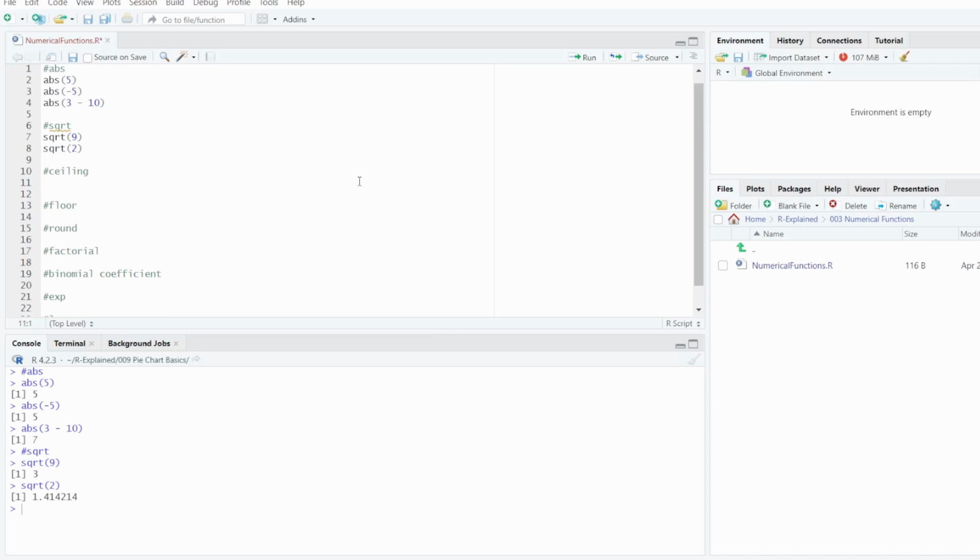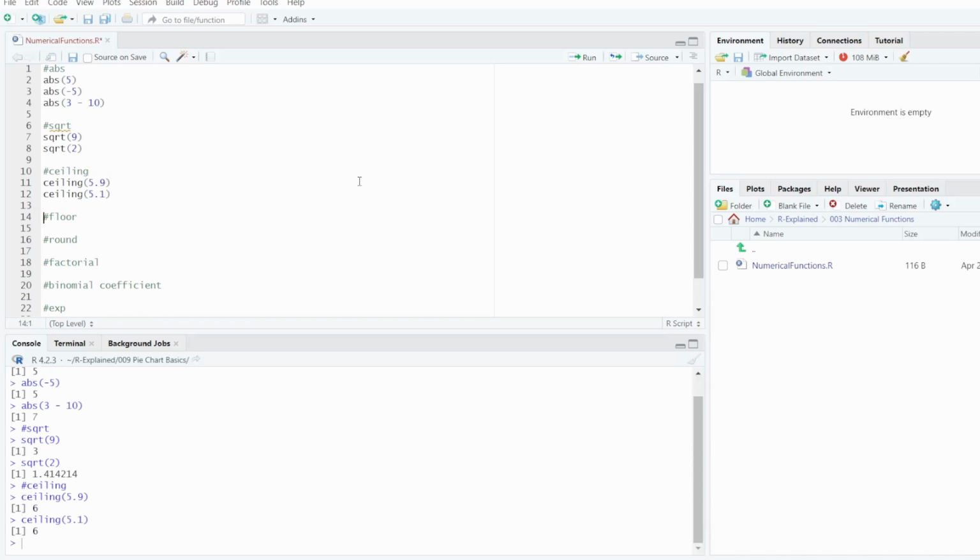Next we have the ceiling function. Ceiling basically means that we round up to the next whole integer value. So for example, 5.9 turns into 6, but 5.1 also turns into 6, so we always round up. We can also use pi, for example, giving us a value of 4, or even a much larger decimal number.